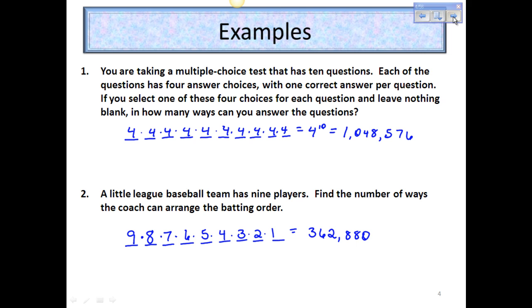Now, that is a lot of multiplying 9 all the way down to 1. What if it was 50? Would you want to multiply 50 times 49 times 48? No. There is a shortcut for that on the calculator, and we will discuss that shortcut and how to work that on the calculator in our next two topics.